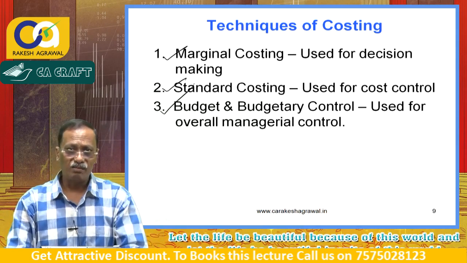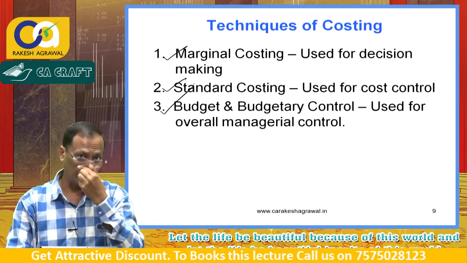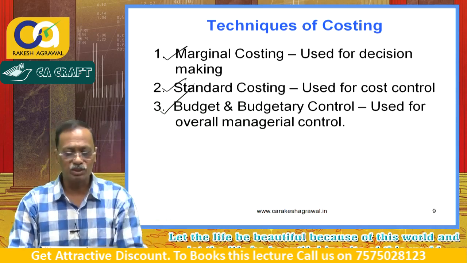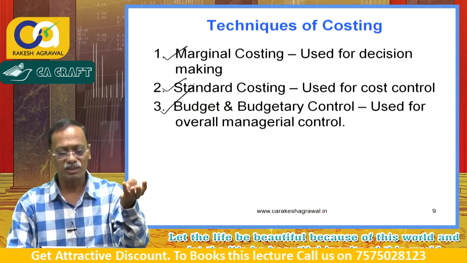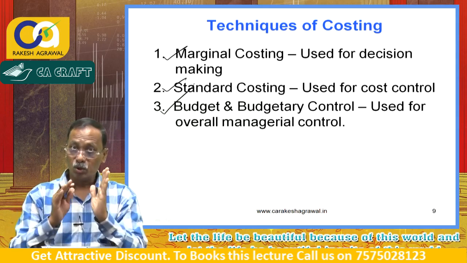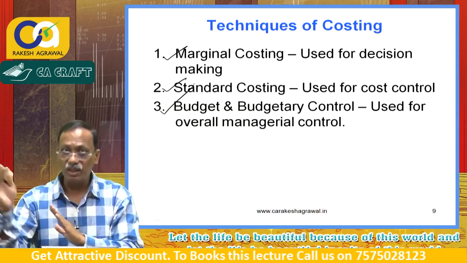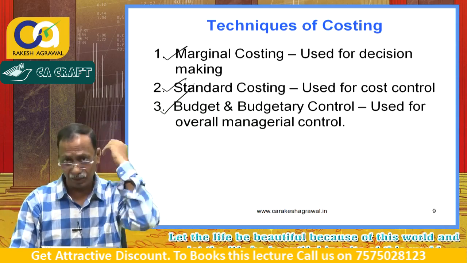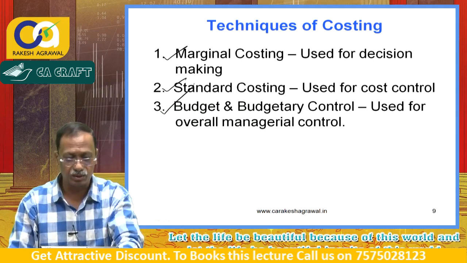Suppose I am a manufacturer of sugar, so I am using process costing. So the method I am using is process costing, but along with process costing, I can use the marginal costing technique, standard costing technique, and budgetary control technique. So techniques are general in nature and can be used for all industries, and methods are specific in nature. A particular method is used for a particular industry.